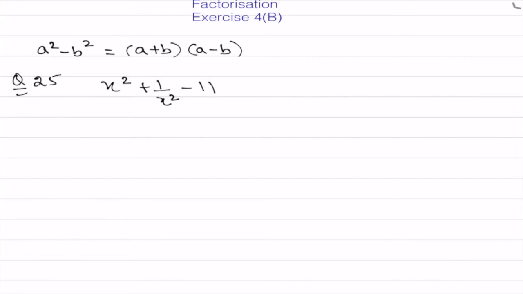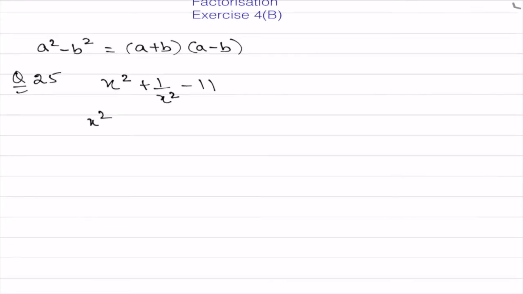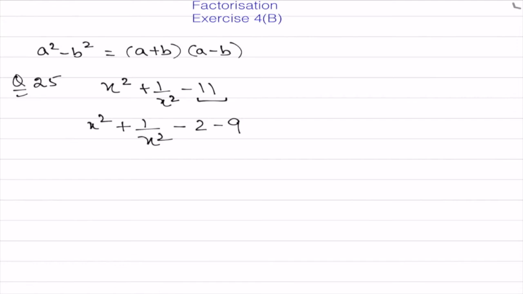Now in this type of question, what we have to do, we have to split one of the terms. Here x square plus 1 upon x square, we will split 11. So it becomes minus 2 minus 9, because minus 2 minus 9 is minus 11. Now we'll put the first 3 terms in one bracket and the last term separately. So it becomes x square plus 1 upon x square minus 2. It's a formula of x minus 1 by x whole square, and 9 is a perfect square of 3.